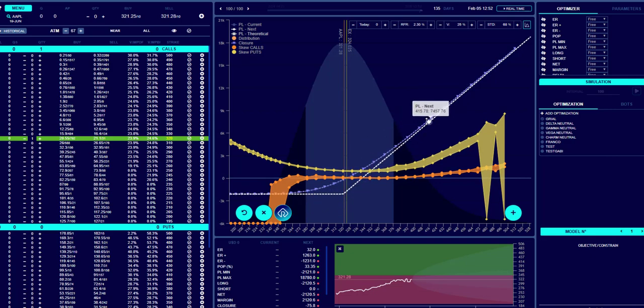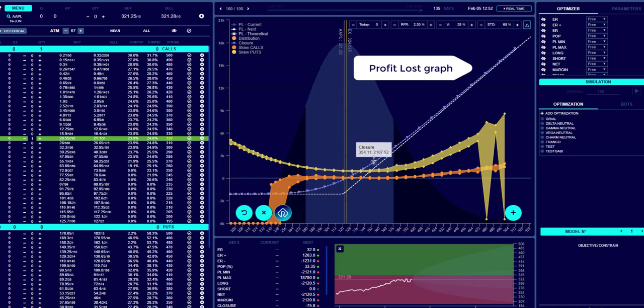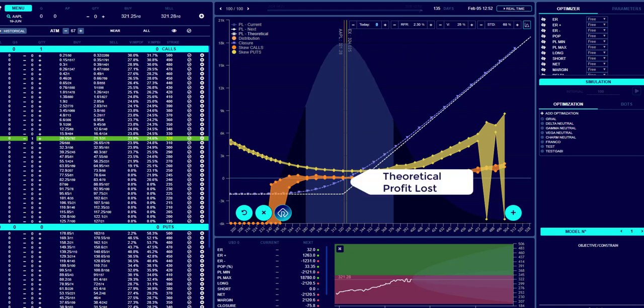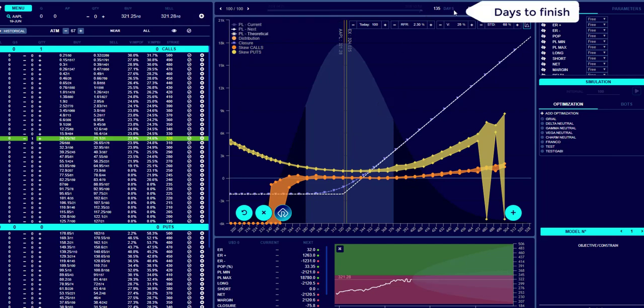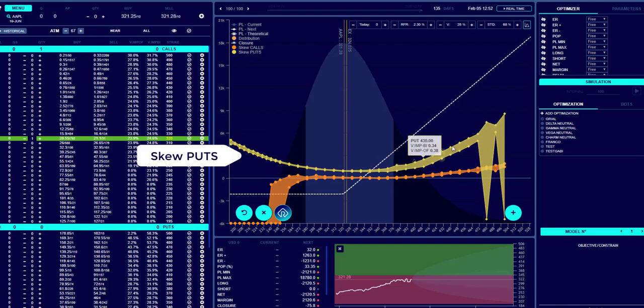In the main chart we see the payoff of the strategy. Also the theoretical payoff today. We can change the parameters of the theoretical payoff until you finish. We hide any series of the chart. In yellow the skew of puts and in orange the one of calls.